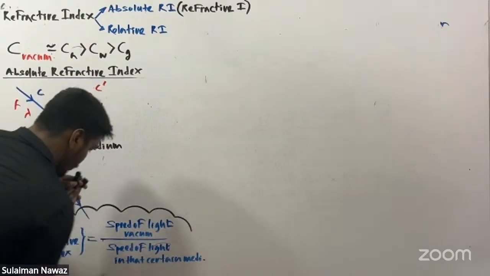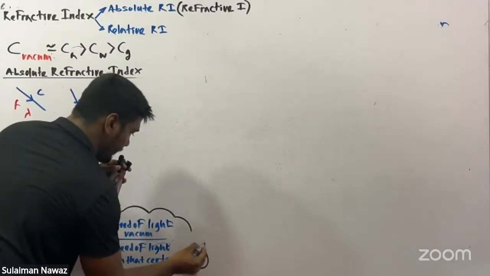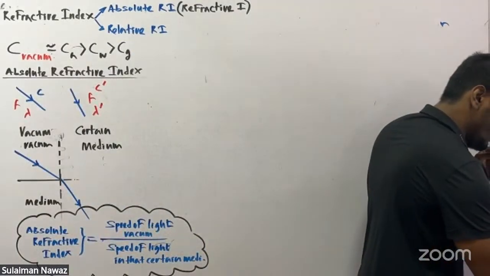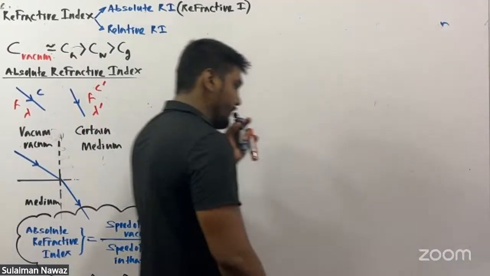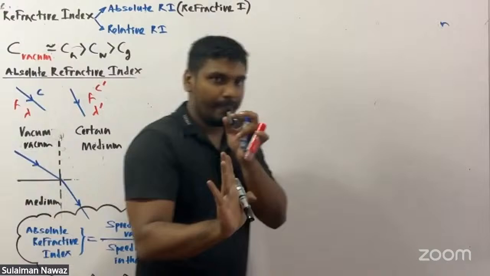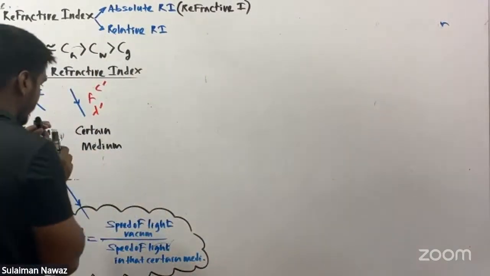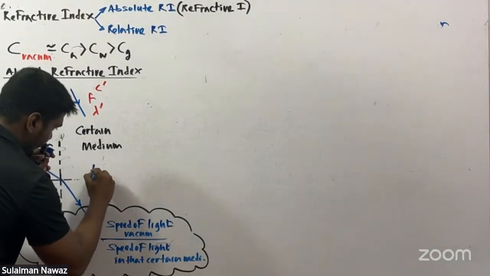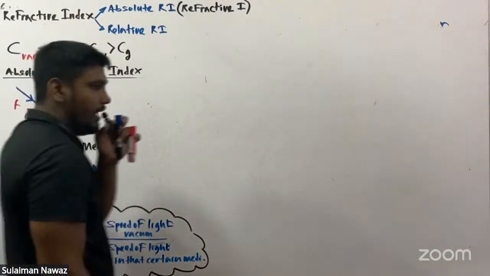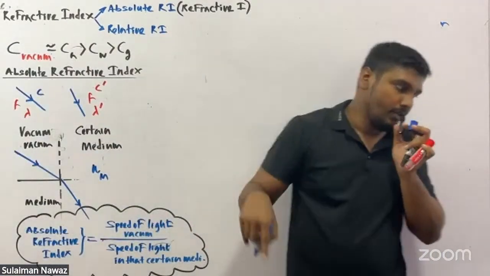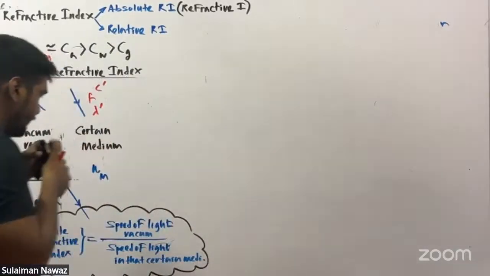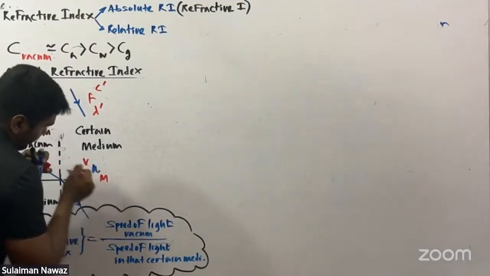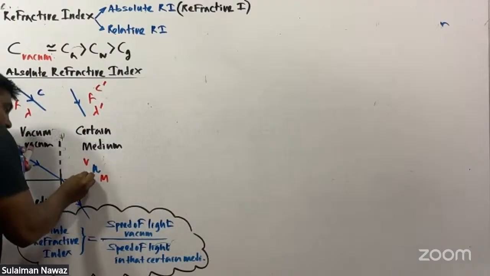If you go with a symbolic method, remember the absolute refractive index symbol is somewhat different. I want to find the refractive index of a certain medium. Look here, the symbolic method: the refractive index of this medium, capital M, relative to vacuum. We normally write vacuum somewhere here. The refractive index of a certain medium relative to vacuum.